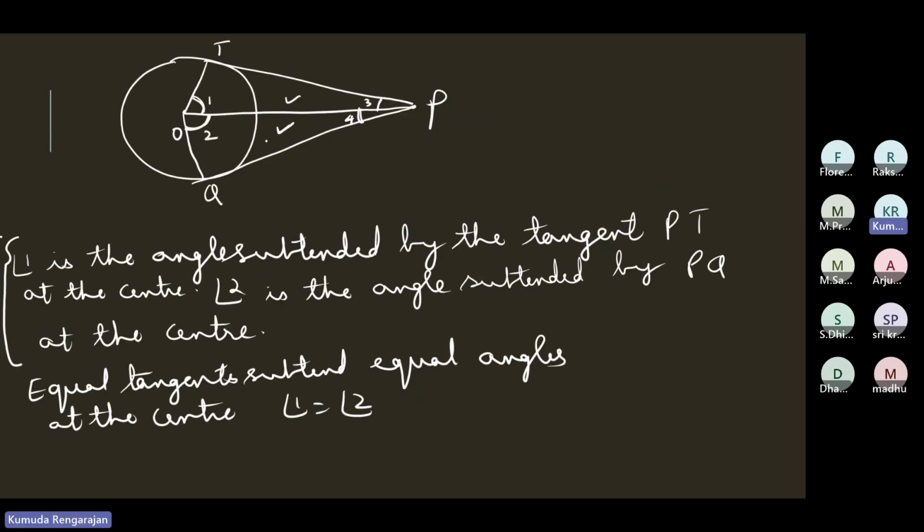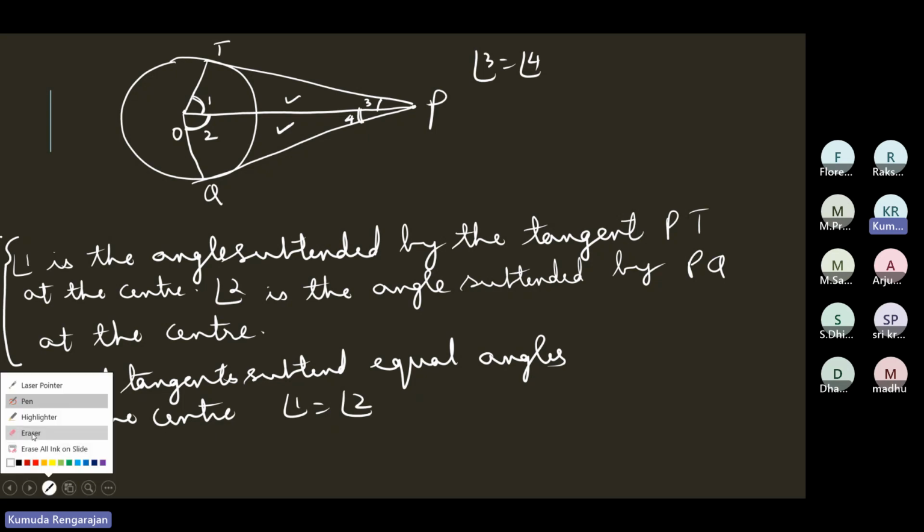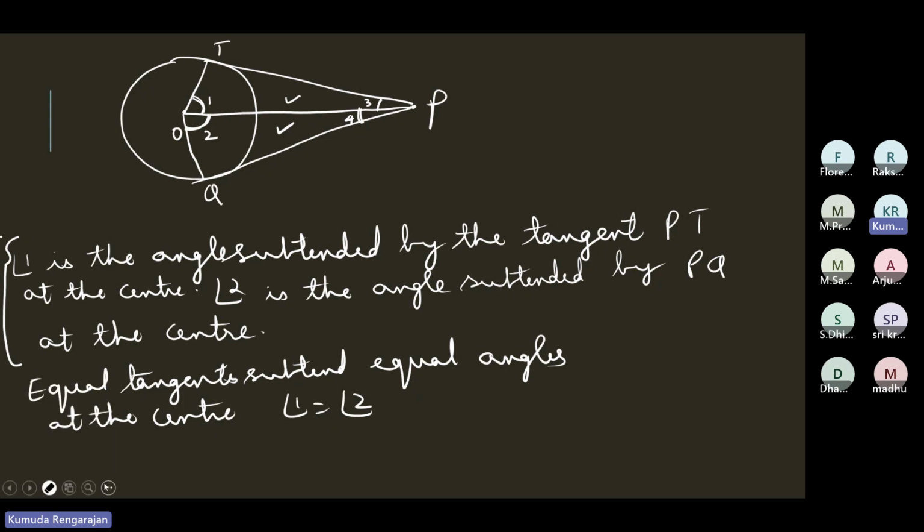So equal tangents subtend equal angles at the center. Angle 1 is equal to angle 2. And angle 3 is equal to angle 4. What do we say for angle 3 is equal to angle 4? Equal tangents are equally inclined to the line segment joining the center and the external point.